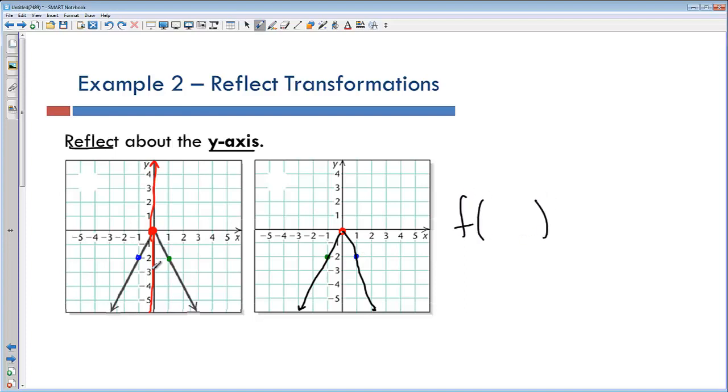And just ask yourself what you did. You made the positive input, the negative input over here, and it became positive. Whereas the positive input over here became negative. So you're just changing sign. So how do you change the sign of x? You just put a negative in front of it. And so that's a reflection about the y-axis.